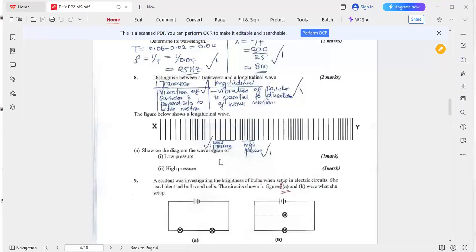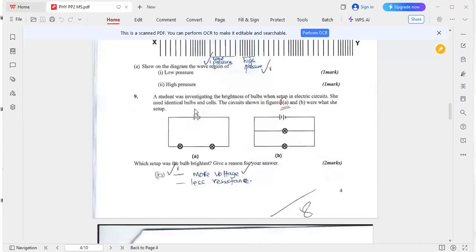Alternatively, you can take two halves of rarefactions and one complete compression. So a half of this will start from here, and then a complete compression, then end here, half of the other rarefaction.